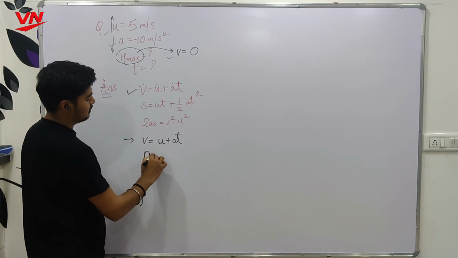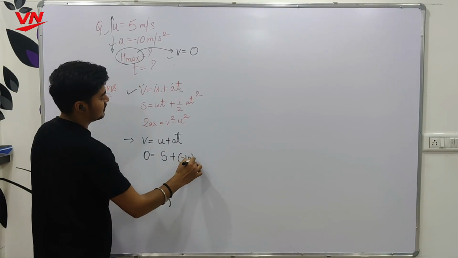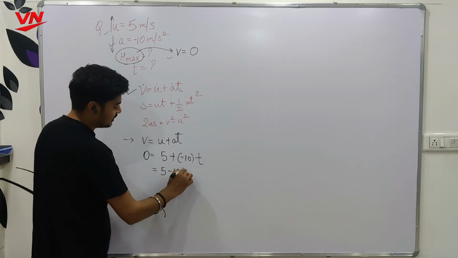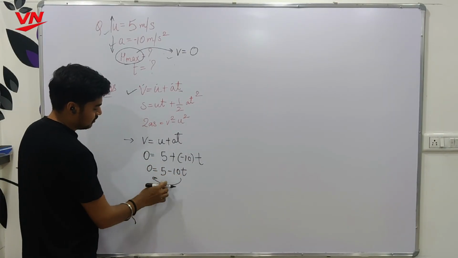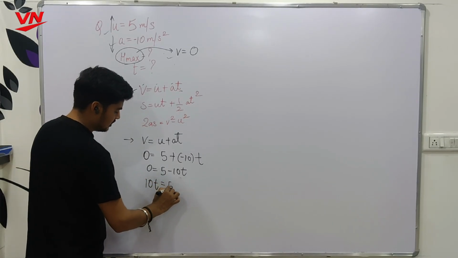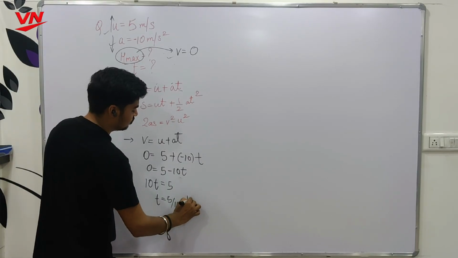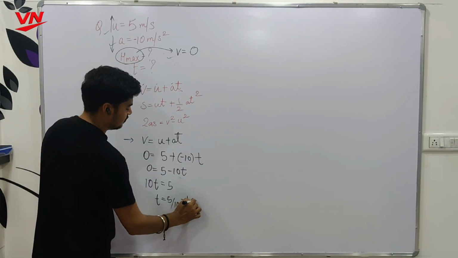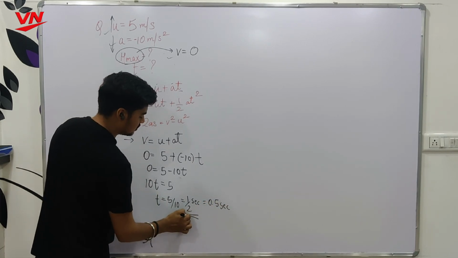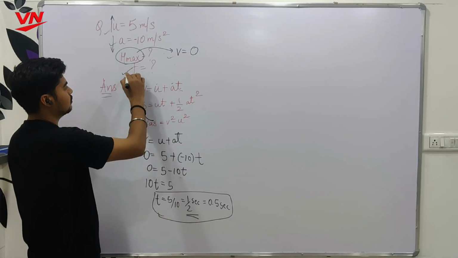v is 0, the final velocity; initial velocity is 5, acceleration is minus 10, and we have to calculate the time. Okay, 5 minus 10t is equal to 0. I can take minus 10t this side, it will become plus 10t. So time will be 5 by 10, or you can say 1 by 2. Unit will be second. You can also write 0.5 if you want, but I will use this so that my calculation will be easier. So we have calculated the time.